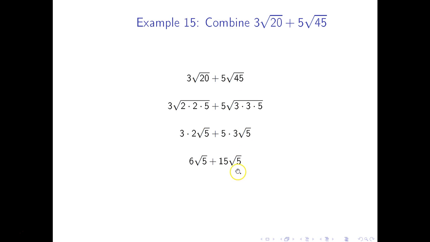So I simplified. Now notice, after I did the simplification, now I have the same square root. Oh, great. If I have the same square root, then I can combine them. And I can combine the outsides to get 21 square root of 5. So the key thing is if the radicals are not the same, we need to simplify first, and then we can combine like radicals.